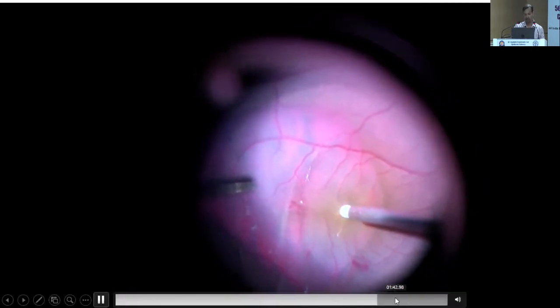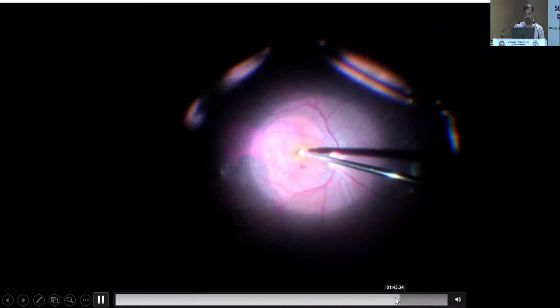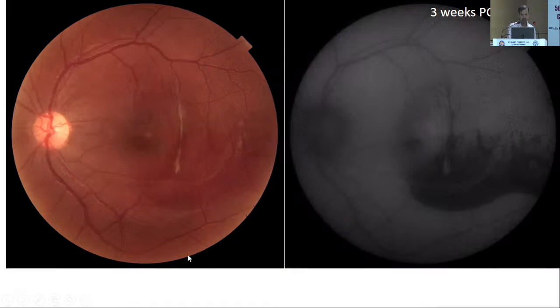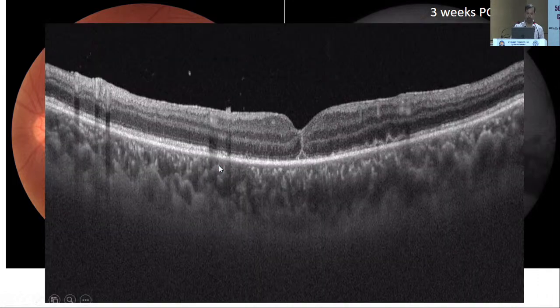And at the end of the surgery, all I did was a repeat air fluid exchange and left it under SF6 gas. So this is 3 weeks post-operatively. You can see there is a choroidal rupture which can be seen very nicely now. The hole has closed. There is some extramacular submacular bleed still there, which we are not worried about, because it is going to resolve over a period of time.